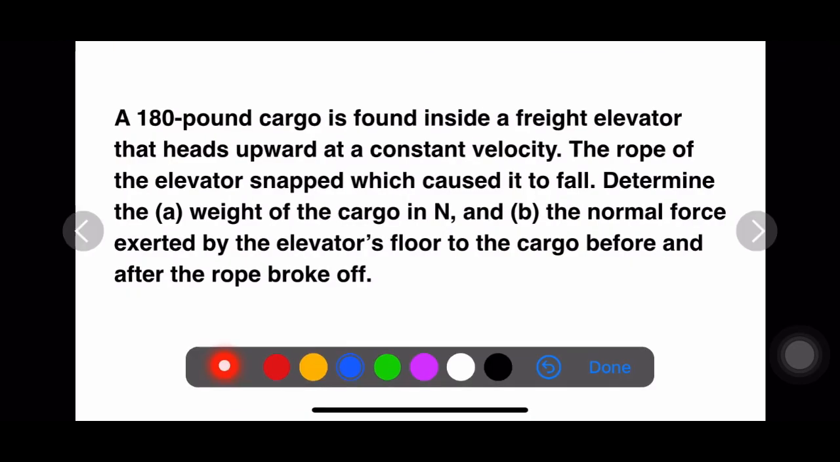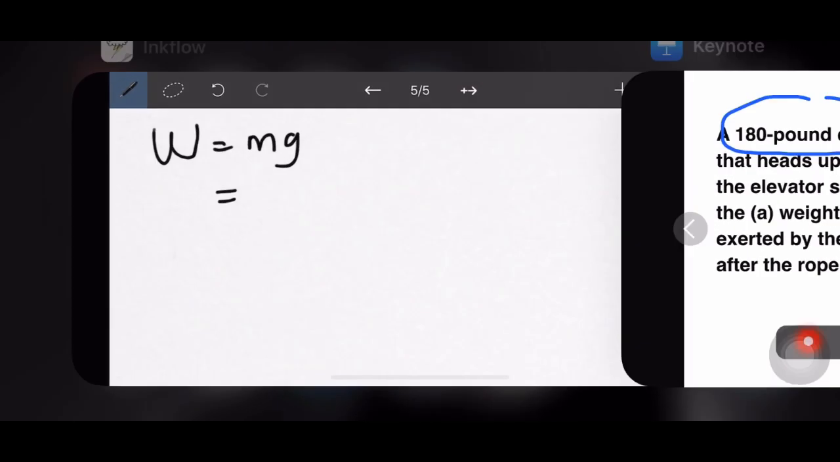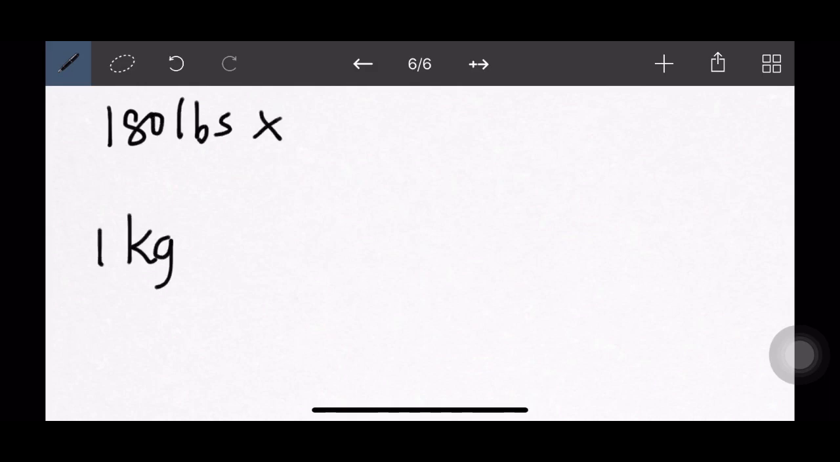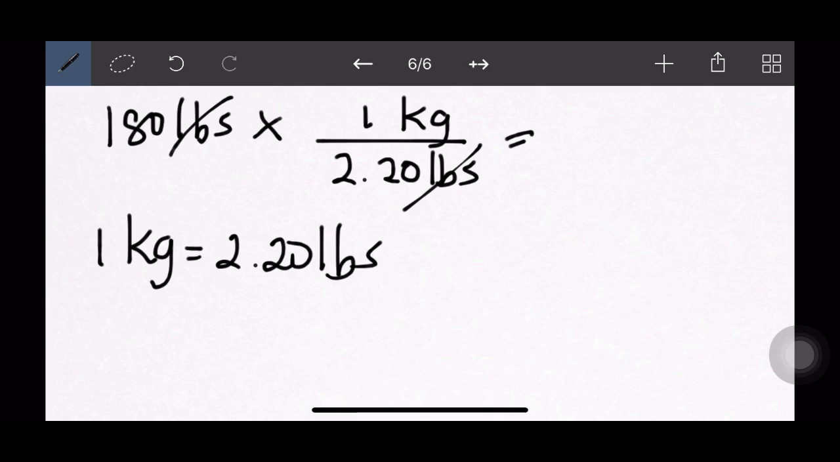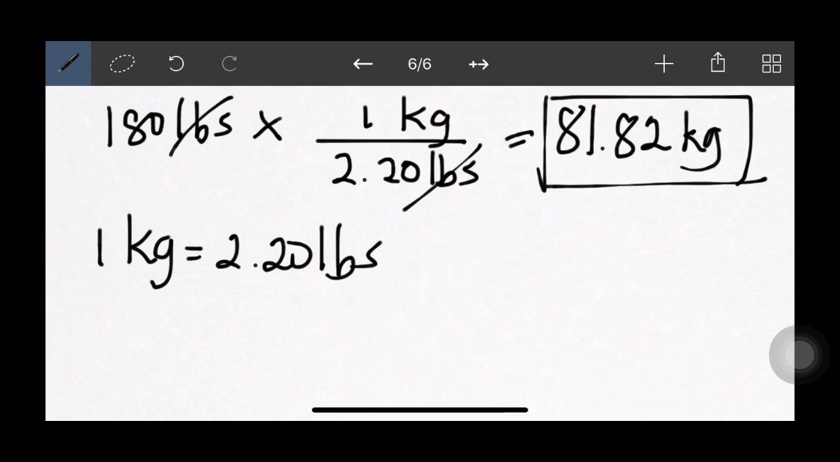Since this is in pounds, we have to convert this one to kilograms, right? So we have it here, 180 pounds. Then we know that in 1 kilogram there are 2.20 pounds. So we're going to put the pounds in the denominator so it can be cancelled, and we also put the kilograms in the numerator. To cancel the pounds, we have the value of 81.82 kilograms. So this is the converted value of the 180 pounds.